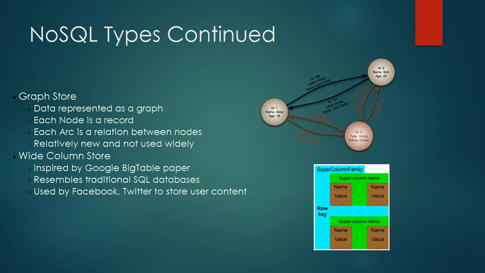The last common NoSQL type is the wide column store. This was inspired by Google's Bigtable paper. They resemble SQL tables due to the use of rows as keys and columns as data. This type is used by Facebook and Twitter to store user content.